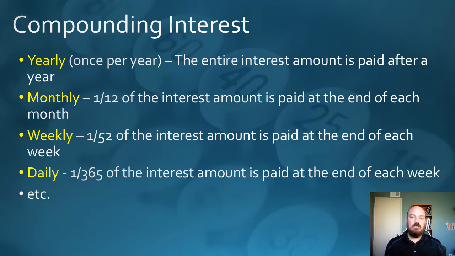So basically, compounding interest just depends on how often it's paid out. Now, in the end, you're still earning 2% per year, but they're paying it out either just the whole amount at the end of the year or a little bit at a time spaced out throughout the year.